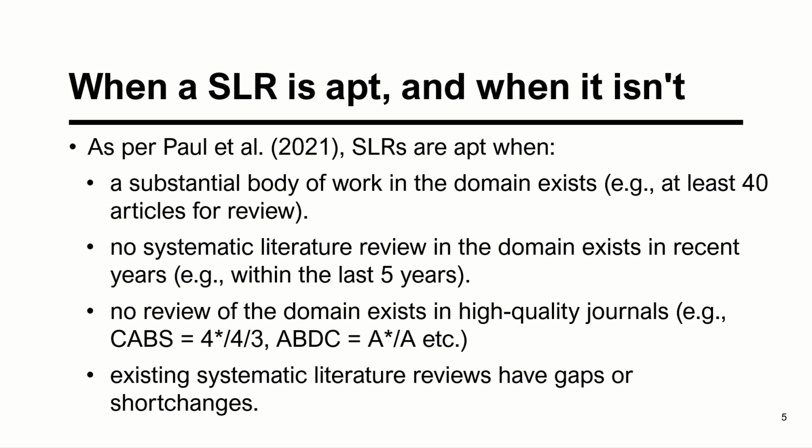Now, when is an SLR apt and when isn't it? There's this very interesting paper by Paul et al. 2021 where they call out that SLRs are apt when there are several articles that have been published in your domain, when there are at least 40 articles for review, right? So a lot of work has already happened in this domain. That's when an SLR is really apt. And there hasn't been any SLR in the domain in recent years, at least.